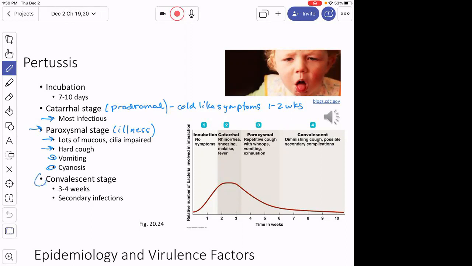So even once those toxins start to kind of diminish and patients are getting better, it's still a really, really long disease, 3 months or so, 4 months, till they're better. And plus, because the cilia is impaired, they can be open to other secondary infections like pneumonia or bronchitis. So it's not something that anybody wants to deal with. Again, particularly dangerous for young babies when they get this.